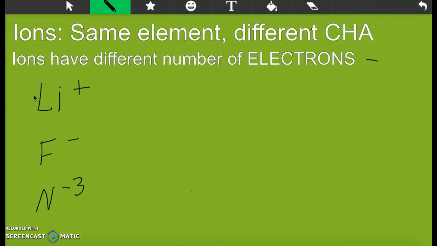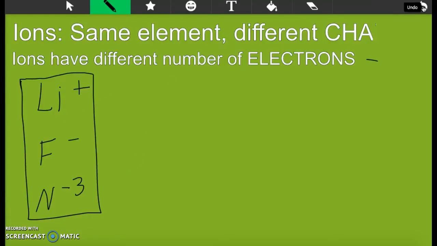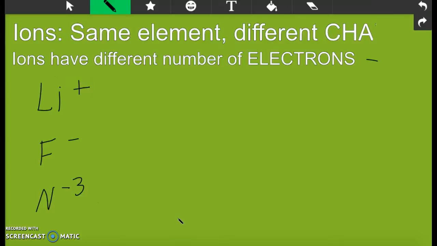Here are 3 sample problems. Try these on your own. I'm going to leave the video up for a few seconds so you can pause it and try to work it out. Or just wait a few seconds and then I'll just solve them for you.